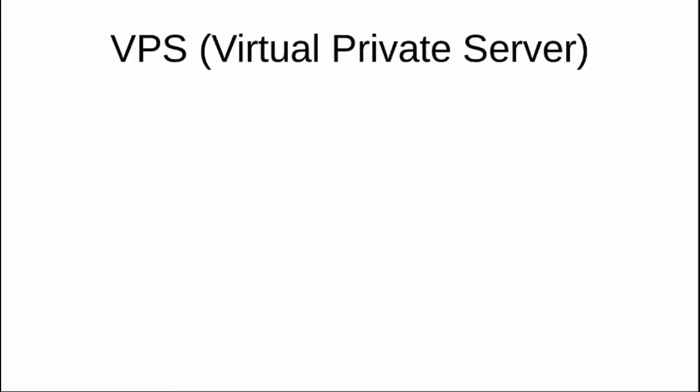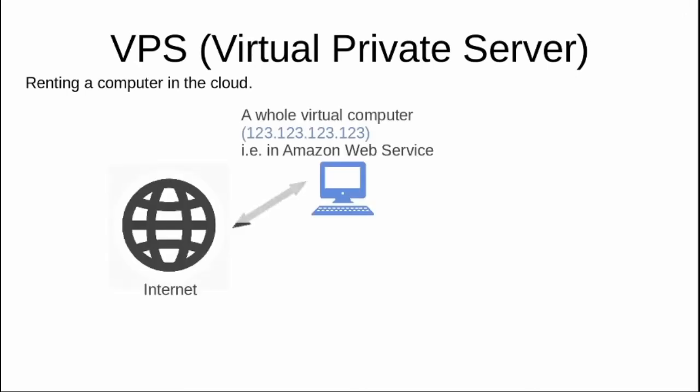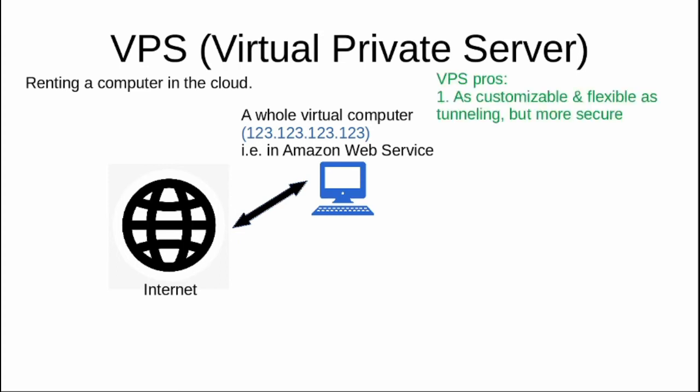And then there's virtual private server. So virtual private server is basically just renting a computer in the cloud. So it's a computer which is connected to the internet, which has a dedicated public IP address. And that's it. It's as flexible as forwarding. You can install basically anything in it, and it's really customizable but just more secure.